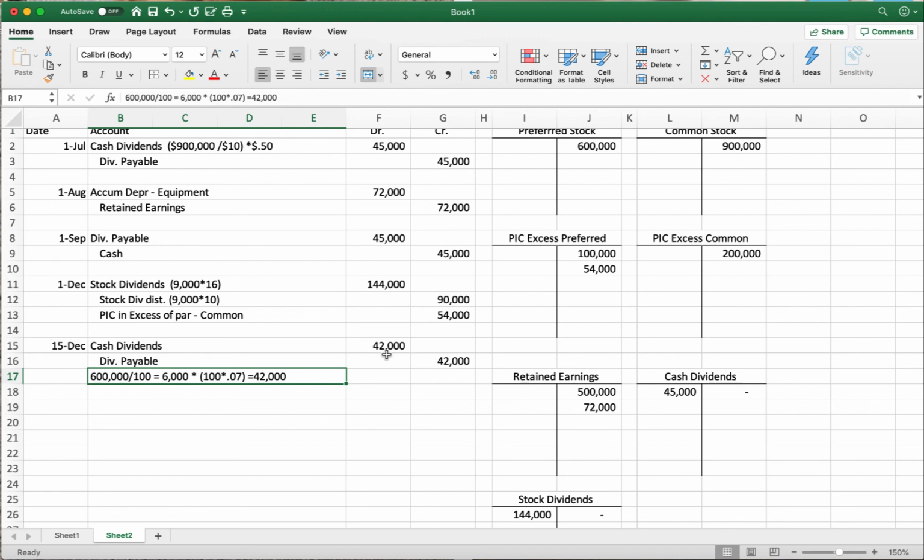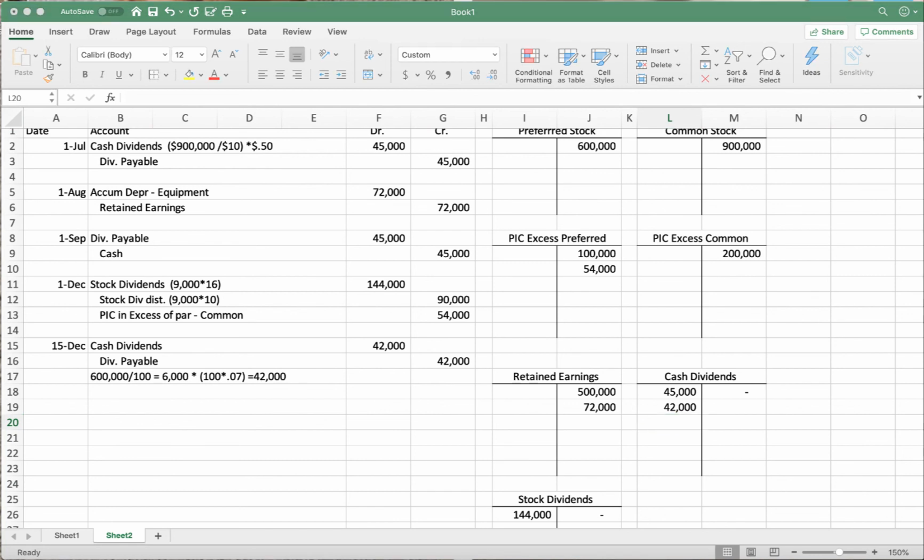Now I need to post this cash dividends, right? I have a cash dividend for $42,000. It's a cash dividend, okay? It doesn't matter if I'm paying it on preferred or if I'm paying it on common stock. We still post to the same account. Because it's a cash dividend, it has to be posted to the cash dividend account, right? We don't have cash dividends preferred, cash dividends common. We don't care, right? We just want to know in total, what are our cash dividends? So I'm going to post that $42,000 to my cash dividends account. Dividends payable, it's a liability. Don't need to worry about it. We're not going to post it, okay?